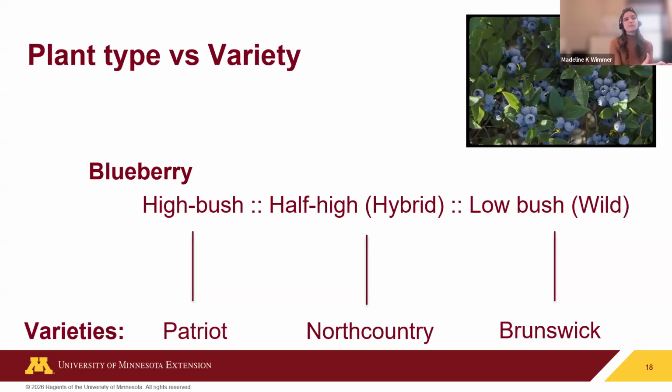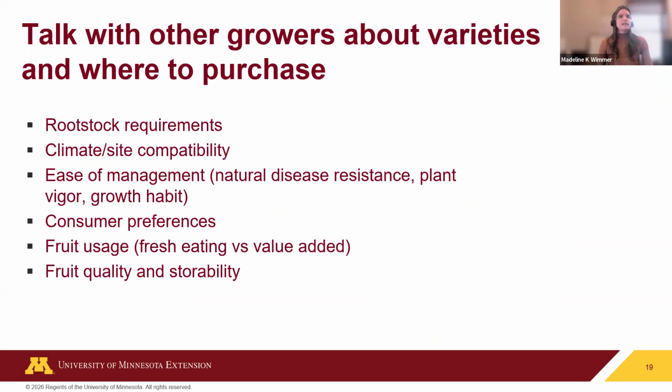There are a number of varieties that were bred that are high bush blueberries. There are a number of varieties that are bred that are hybrid, and same with wild blueberries. So an example high bush blueberry would be Patriot. An example half high is going to be North Country, and then Brunswick is a variety of low bush blueberries.